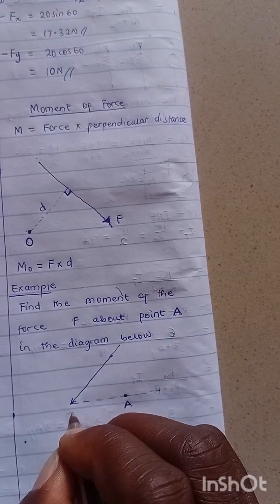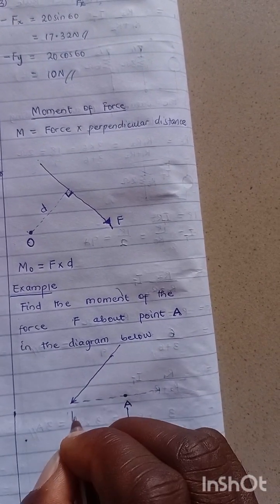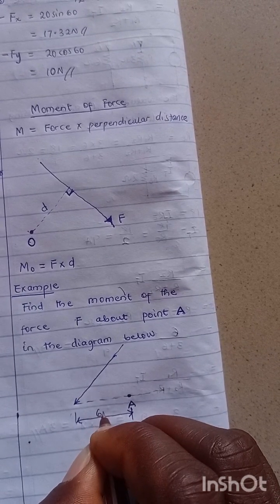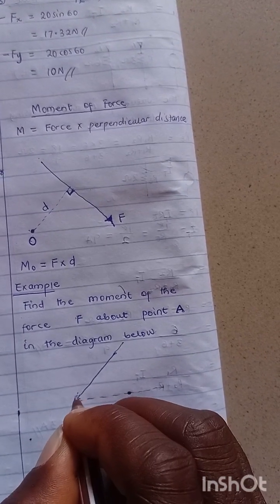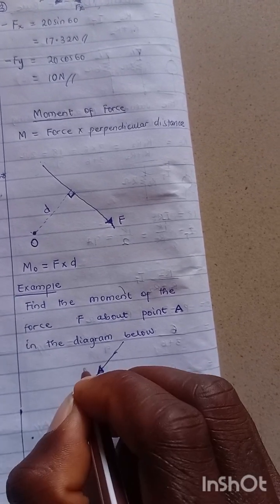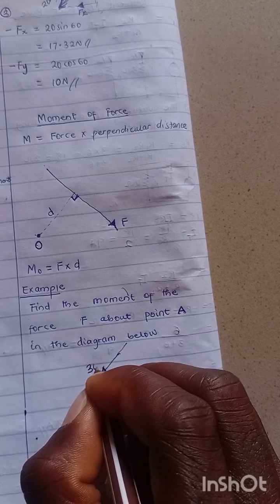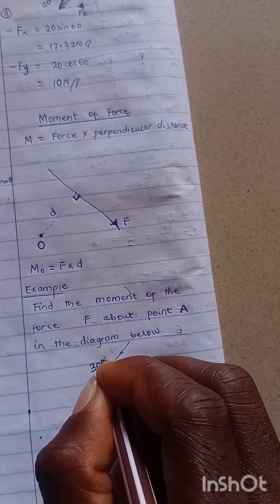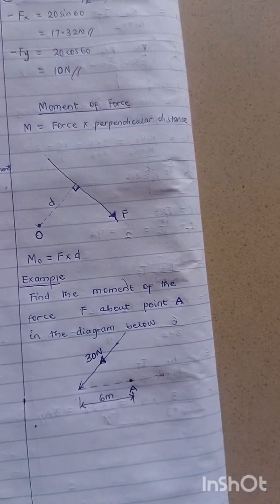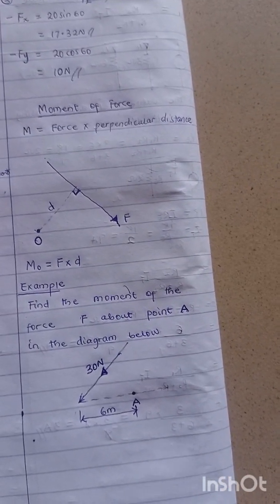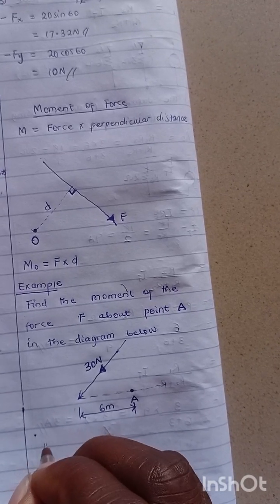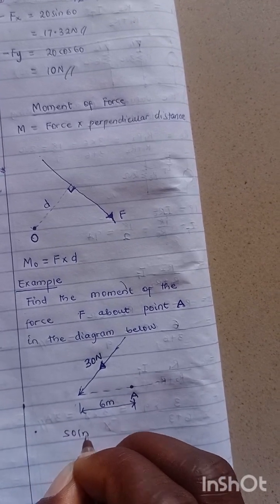Then the distance from here to this very place is 6 meters. The value of this force F is 30 Newton, right? So we have to find the moment of this force about point A. Alright, so let's do this: moment of the force about point A, solution.